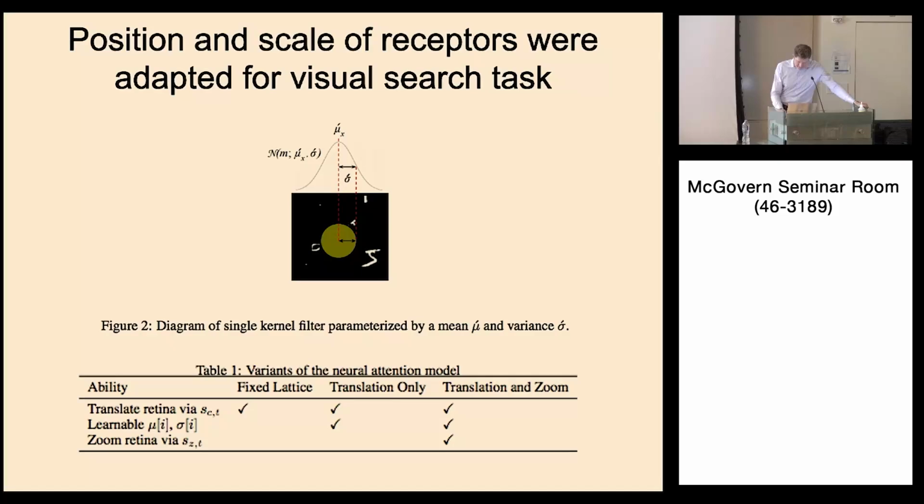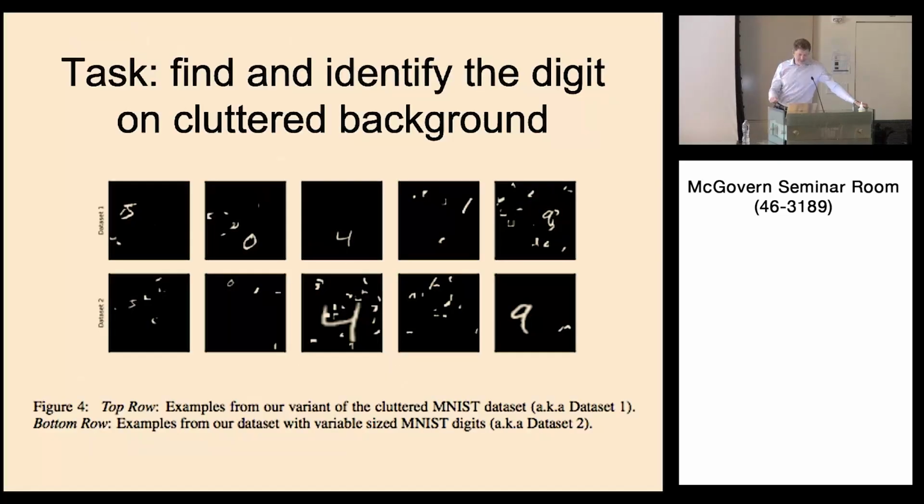In this case, the vision task is to find and identify the digit on a cluttered background. These are examples of stimuli from this task. You can see this one has a 4, this has a 1, there's a 9. They're in different places, and there's some other junk that's added in to make the task hard. So the system has to solve this problem, and they're training the system up to solve it, but allowing the system to optimize its receptor lattice.